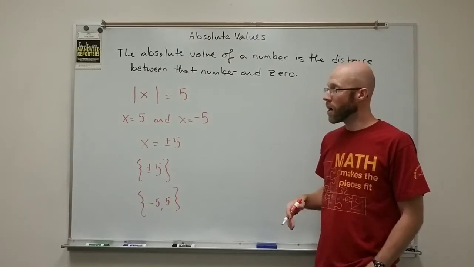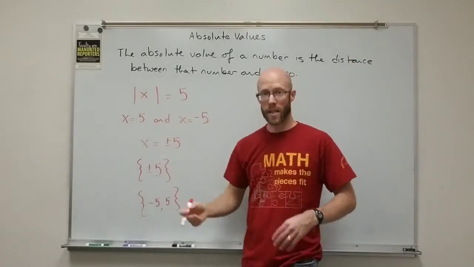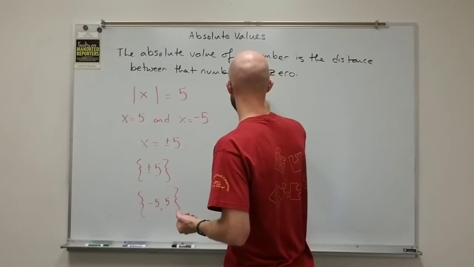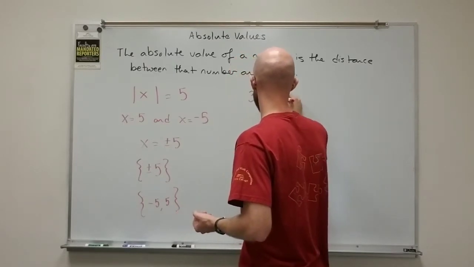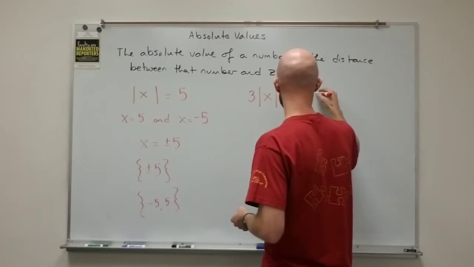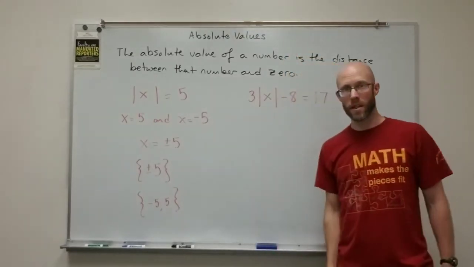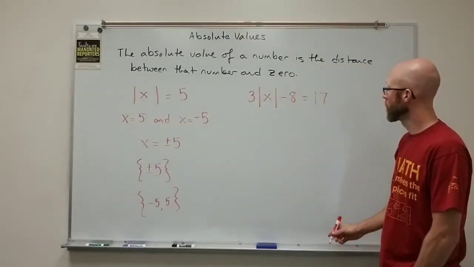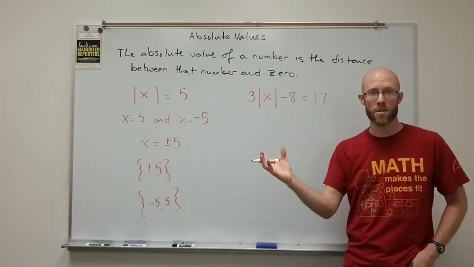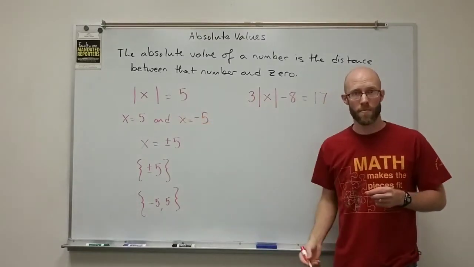We can have other more complicated absolute value equations when the absolute value is not the only thing on that side. There's other things. So something like 3 times the absolute value of x minus 8 is equal to, I don't know, let's say 17 or something like that. Okay, so on this one, I need to solve for the x. I need to get that absolute value by itself and then work through this plus or minus idea, okay?